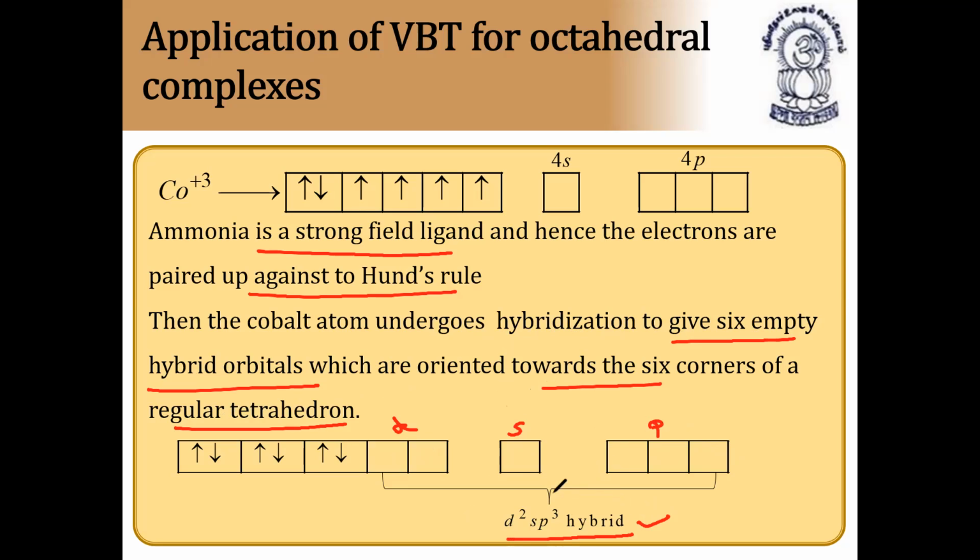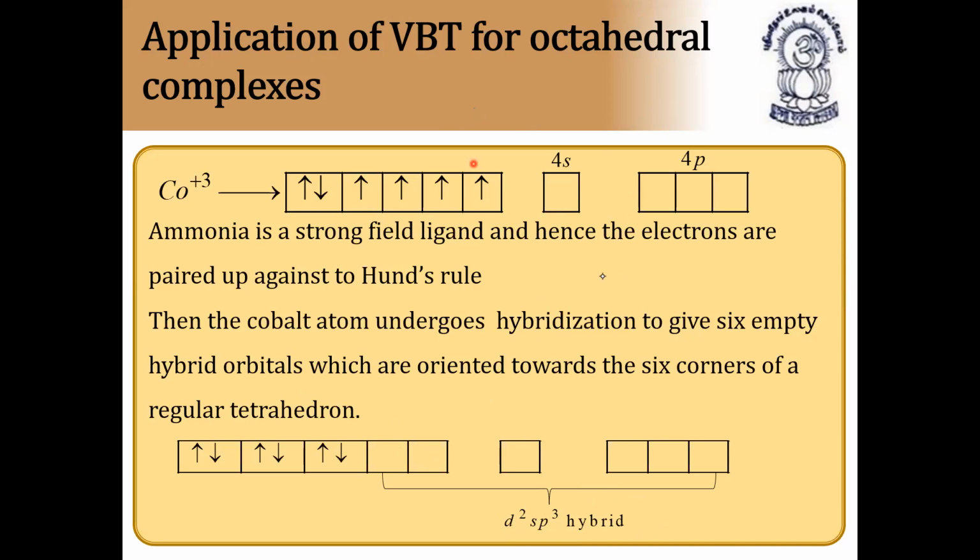So what is the hybridization of hexaamine cobalt(III)? That is nothing but d2sp3 hybridization, because a d orbital of cobalt is involved in the formation. So that's why it is very important. Please try to understand. Ammonia is a strong field ligand and hence the electrons are paired up against Hund's rule. So in all 6 places ammonia is being attached. The cobalt atom undergoes hybridization to give 6 empty hybrid orbitals oriented towards the 6 corners of a regular octahedron, and all these corners will be occupied by ammonia.